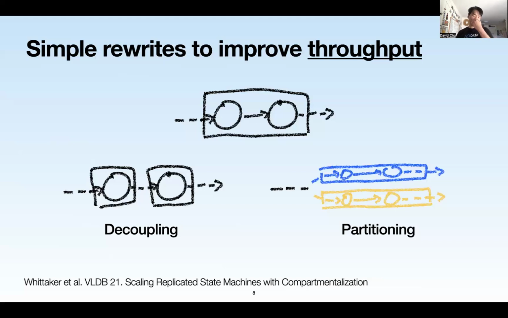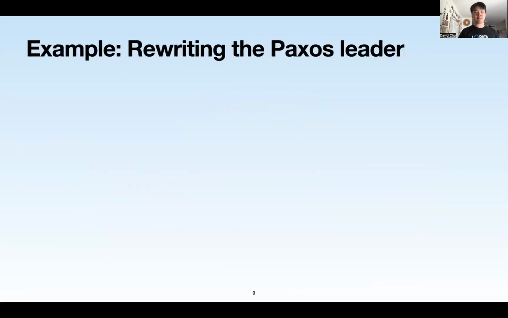So intuitively, decoupling reduces load because you're executing fewer lines of code, and partitioning reduces load because each machine is processing less data. Okay. All right, so let's take a look at a real-world example.